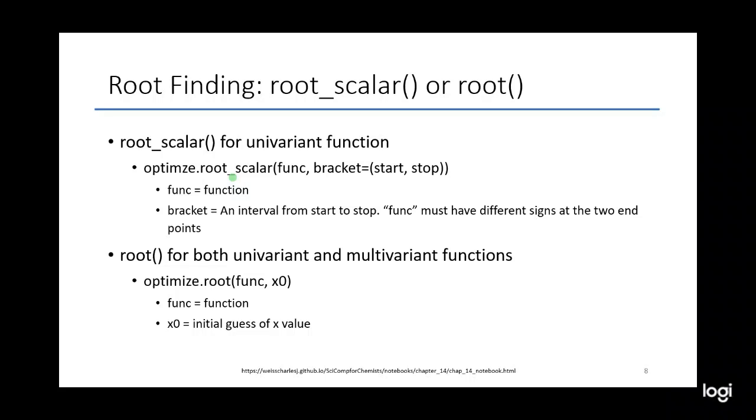Both functions require the target function for root finding, which is similar to the objective function. Additionally, the root function also needs initial values, while root_scalar can take an optional range where the function changes sign at the two endpoints. The sign changes between these two points.